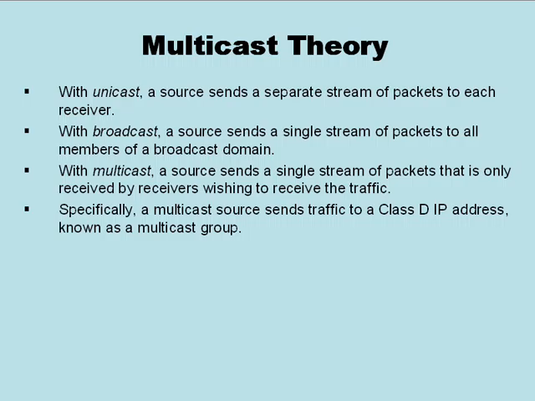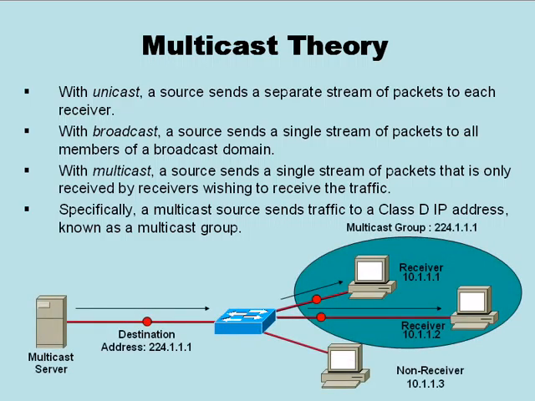As an example, let's say that we have a multicast group of 224.1.1.1, and as we see on screen, we have 3 PCs that are members of a particular VLAN, but only 2 of those PCs, only 10.1.1.1 and 10.1.1.2, only those 2 PCs want to receive traffic from the multicast server. And notice the multicast server is sending traffic destined for that Class D IP address, 224.1.1.1. We have a non-receiver of 10.1.1.3.